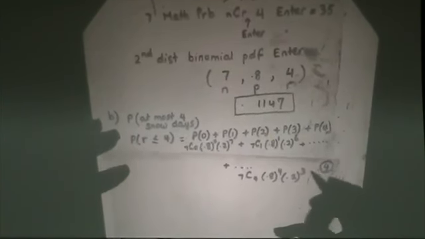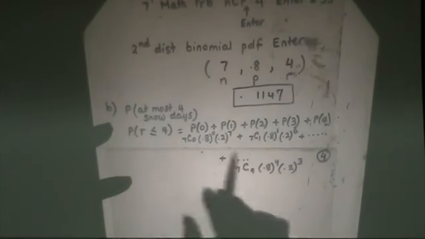gonna be, this is page 4. The last product would be 7 choose 4, 0.8 to the 4, 0.2 to the 3rd power. It's a lot of work. You don't want to do this, you want the calculator to do it for you.